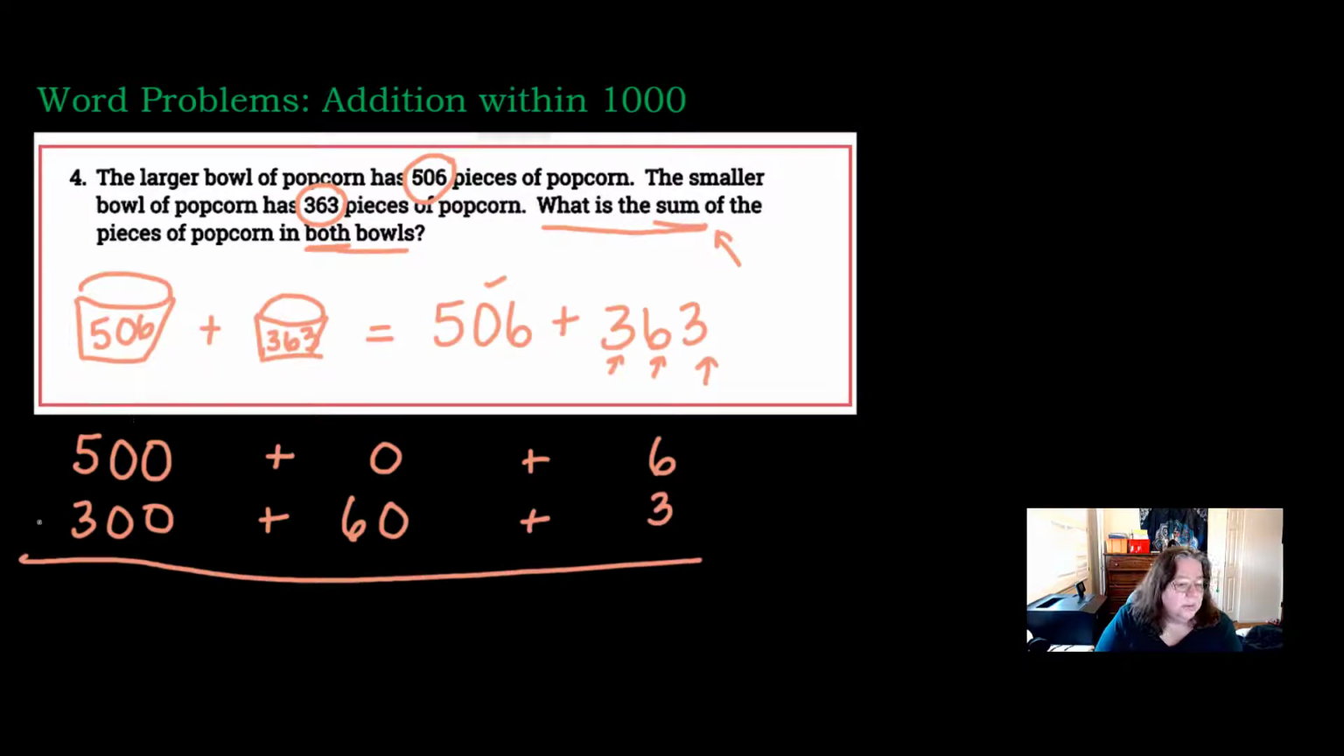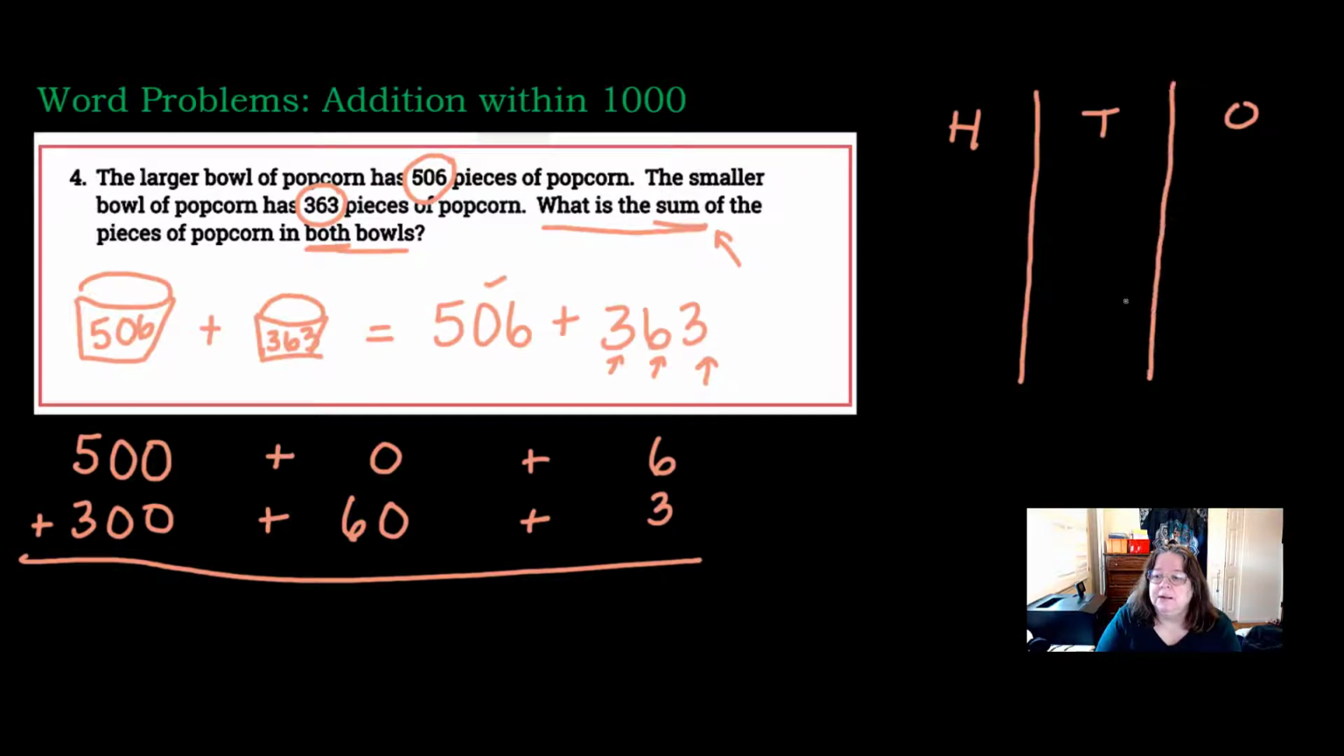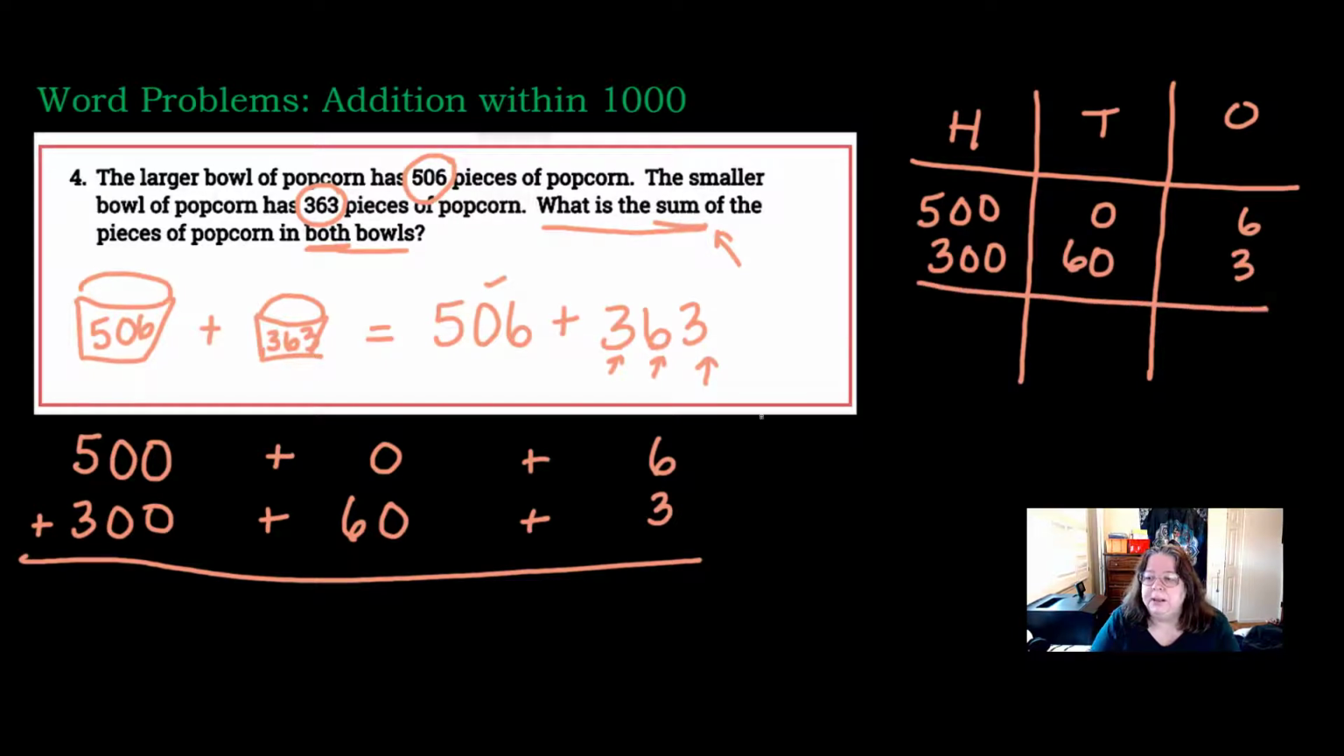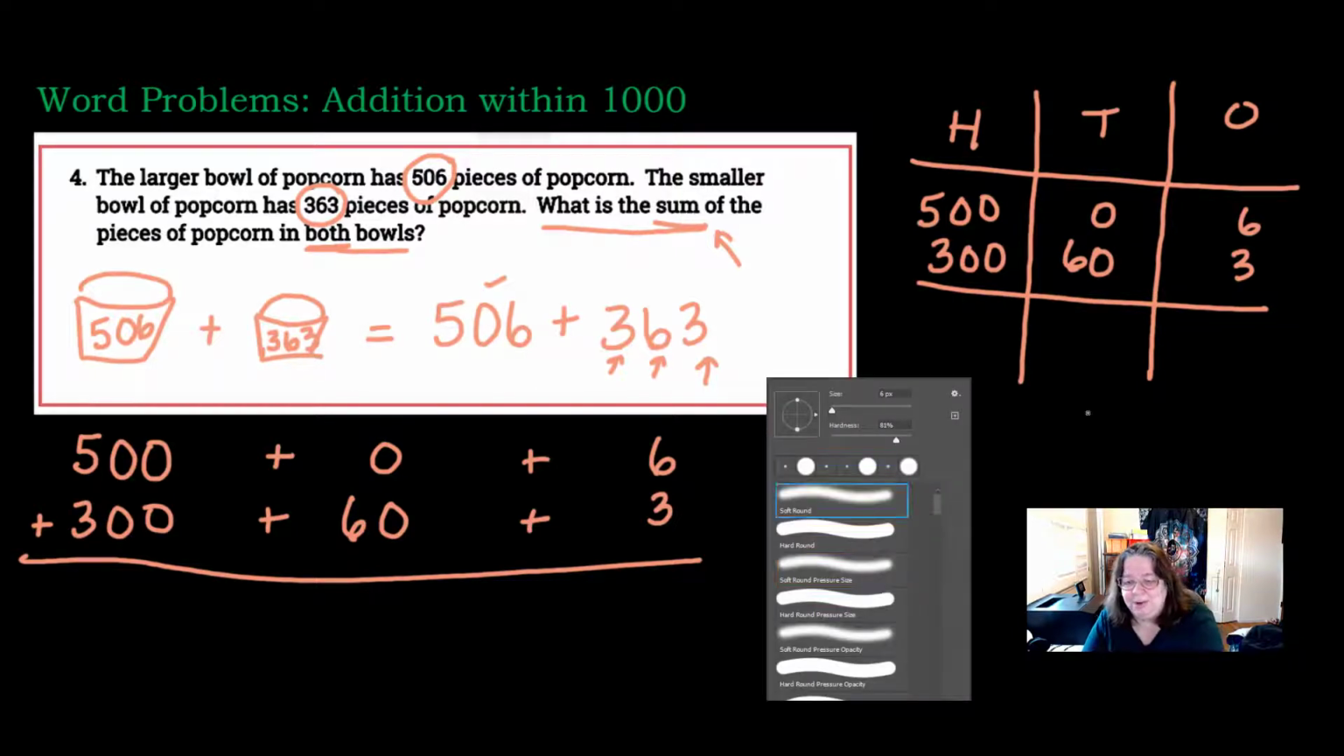And if you want to do this in a table, that's okay too. You could have a hundreds column, a tens column, and a ones column. And you can have your lines. And you can have 500, 0, and 6. And you can have 300, 60, and 3. Basically, we've written the same thing, just in two different ways.